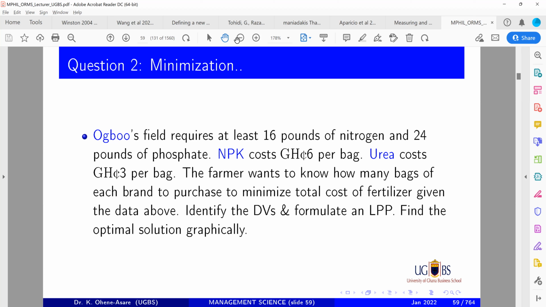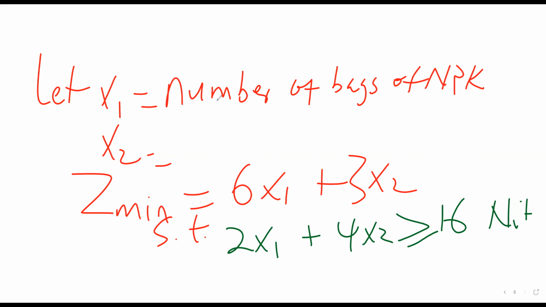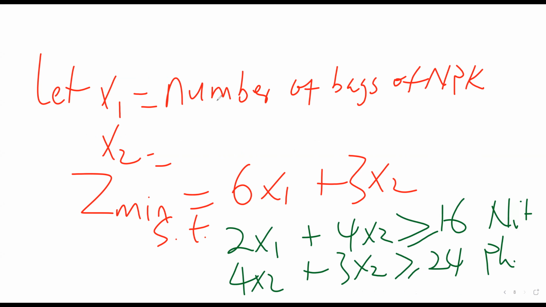So how will you write that? Who can tell me how to write that? Christabel. 4X1 plus 3X2 greater or equal to 24. Very good. If you know what you're saying, that is very good. So that is phosphate. You got to understand what we are doing here because I'm going to ask you some deeper things. And of course, the final thing is your non-negativity constraint. X1 and X2 should be non-negative.